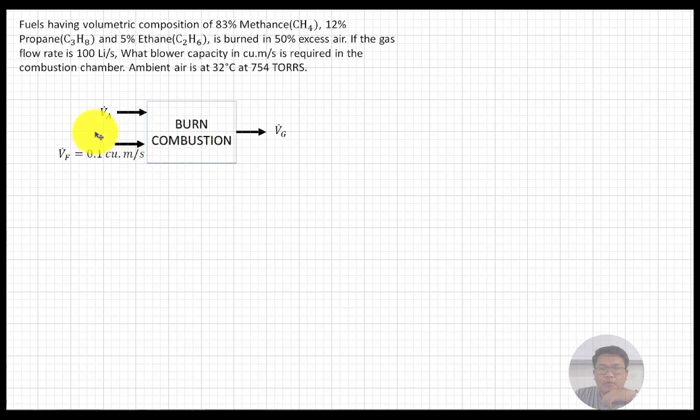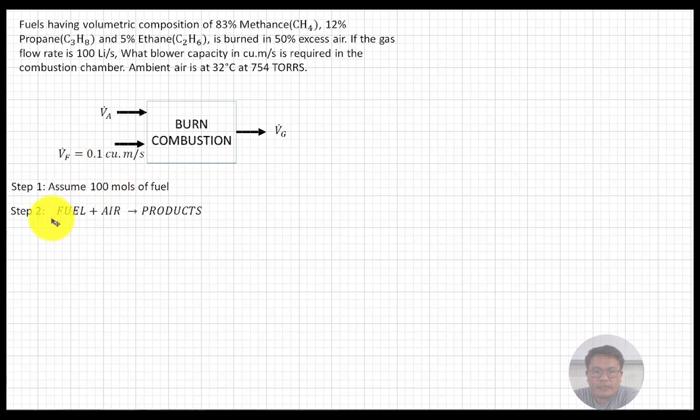I bring down here the figure. So we have here your combustion chamber, where the combustion takes place. Now we have here the volume of air supplied to the combustion chamber. Then I will be supplying 0.1 cubic meter per second. That is the volume flow rate of the gaseous fuel supplied to the combustion chamber. And we have here the output, that will be the volume of the products of combustion. Now we have step 1, so we're going to assume our moles of fuel are 100. Then let's go to step 2.